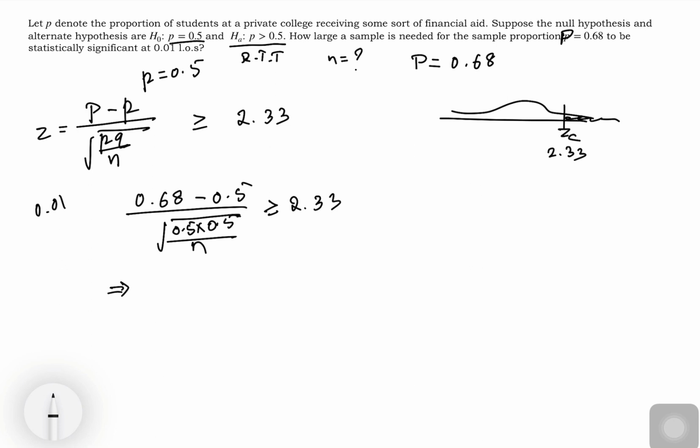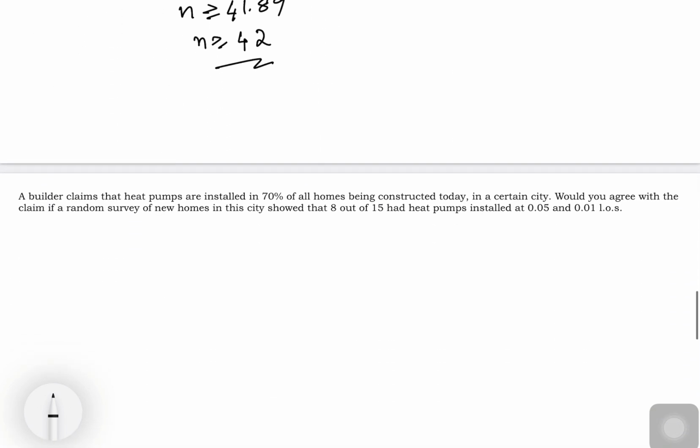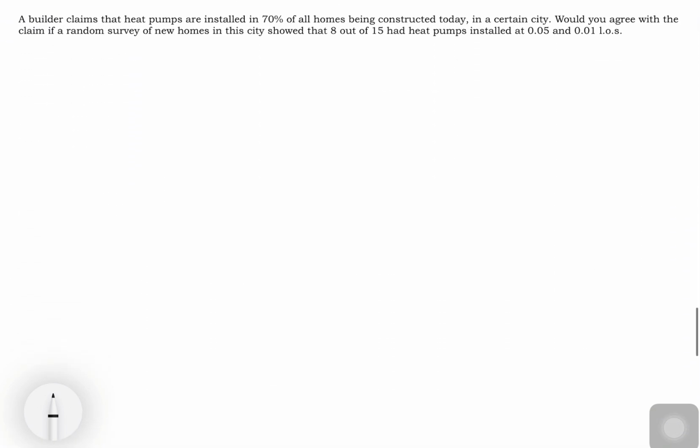So this implies, after the simplification, 0.36 root N to be greater than or equal to 2.33, or N is found to be greater than or equal to 41.89, or N greater than or equal to 42. So if the sample size is greater than or equal to 42, we can say that the capital P 0.68 is statistically significant at 0.01 level of significance.